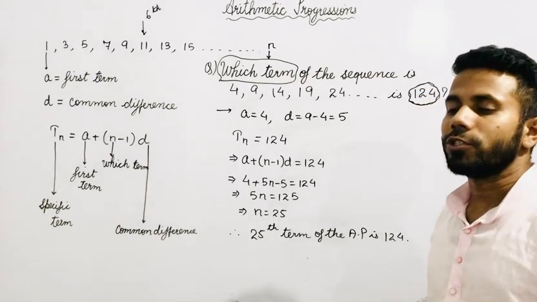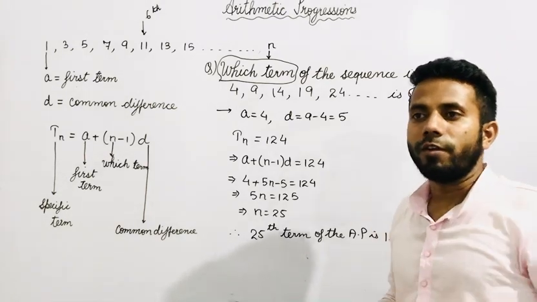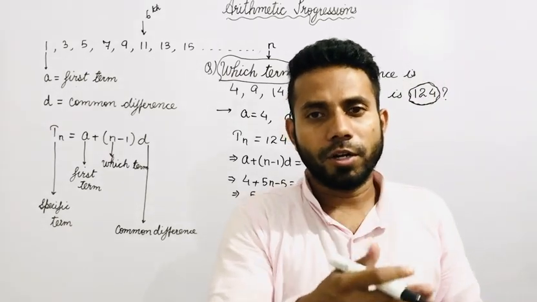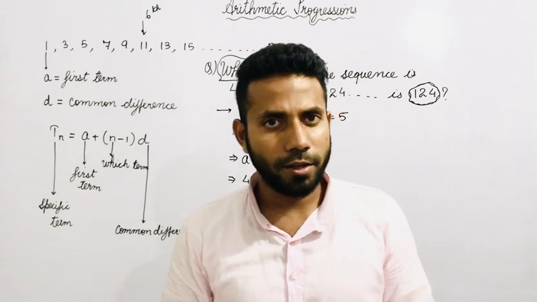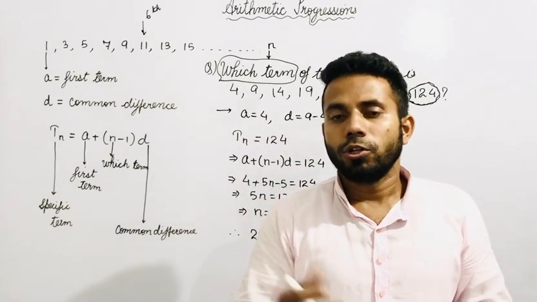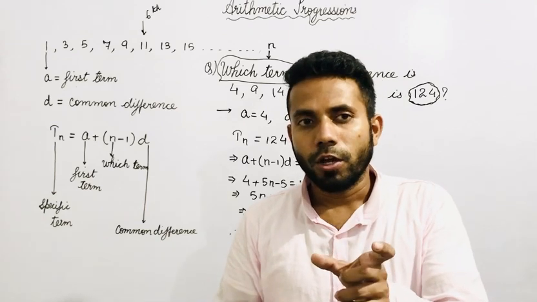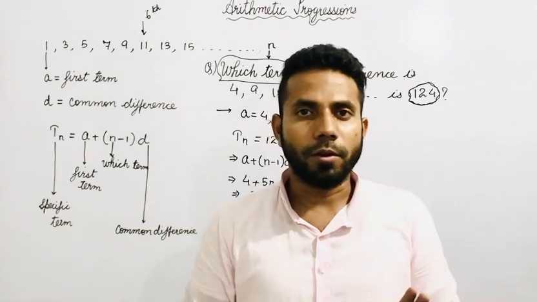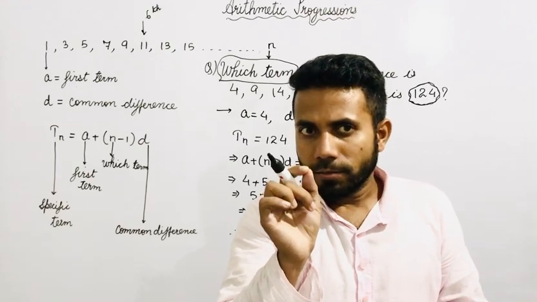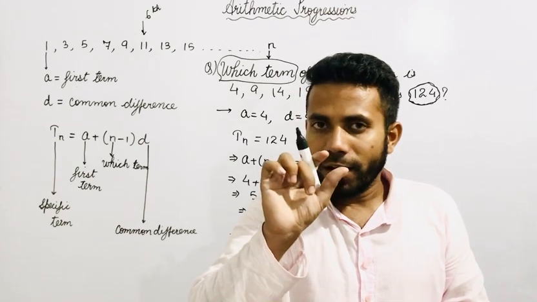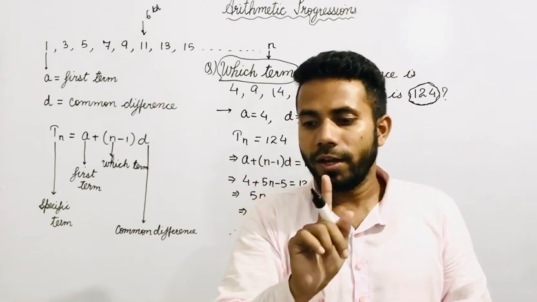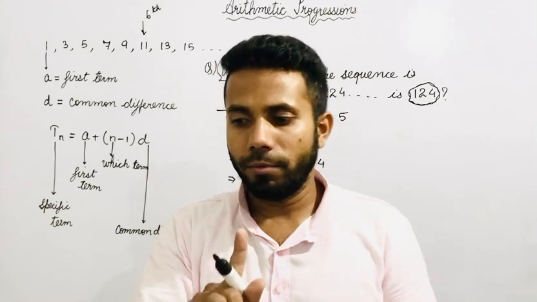But in some of the questions, an AP will be given and nowhere it will be said which term it is asking about. It will be plain and simple: how many terms are there in the AP? In these types of questions, you also need to find the value of n. The only thing you need to know is how many terms are there in an AP. So the end term of that AP will become Tn.